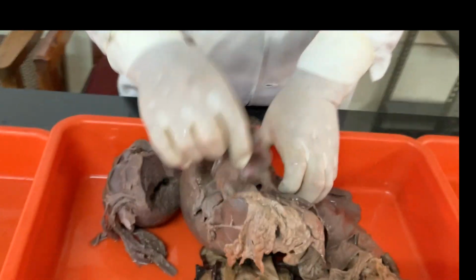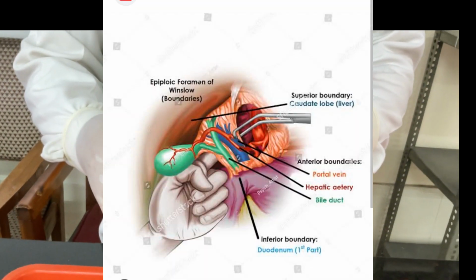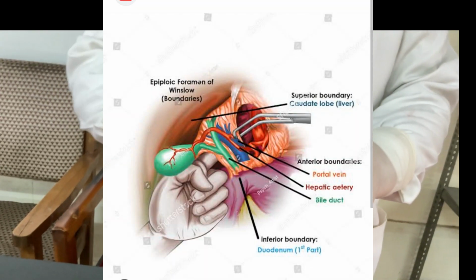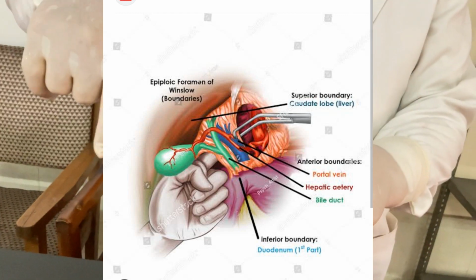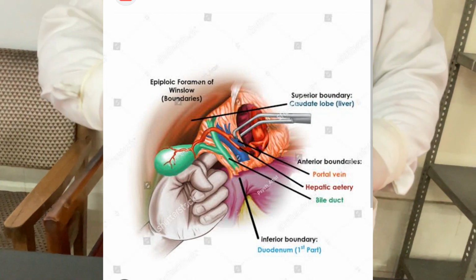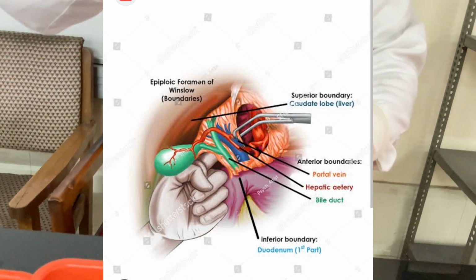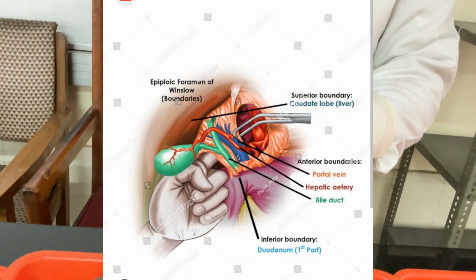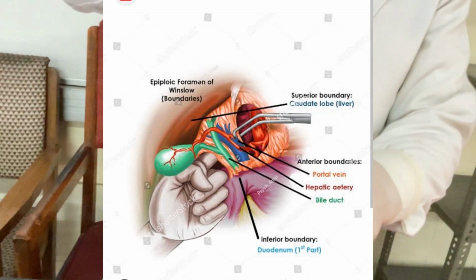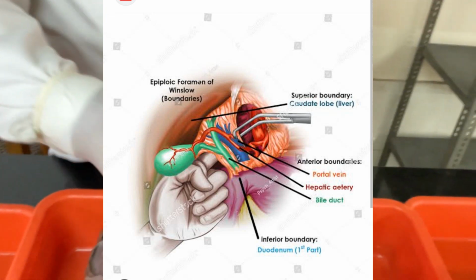In the free margin of the lesser omentum we have three important structures: the portal vein, which lies posteriorly, the hepatic artery, and the CBD, the common bile duct. D for dextro, D also stands for duct. The duct lies on the right side and anteriorly, and the hepatic artery lies anteriorly and on the left side. So the duct is on the dextro right side anteriorly, the hepatic artery anteriorly, and posteriorly we have the portal vein. Posterior to that we have the inferior vena cava.